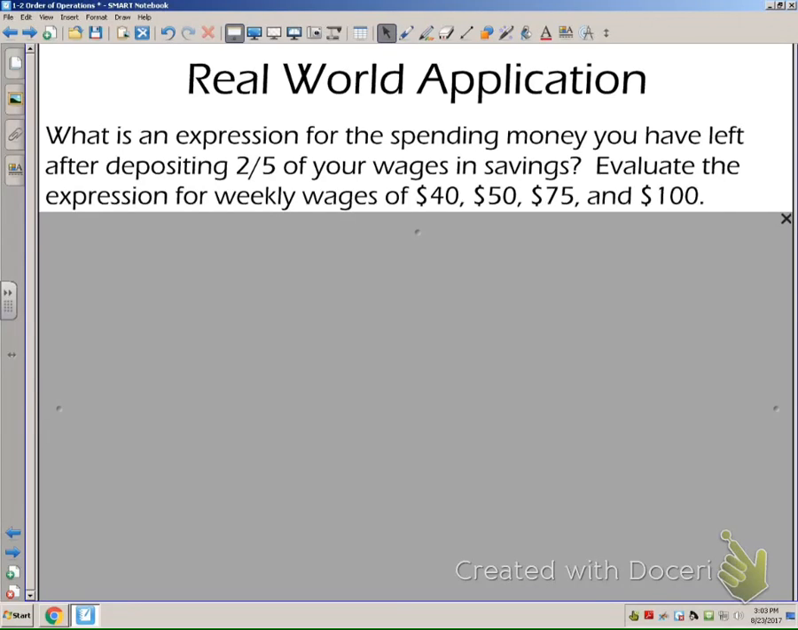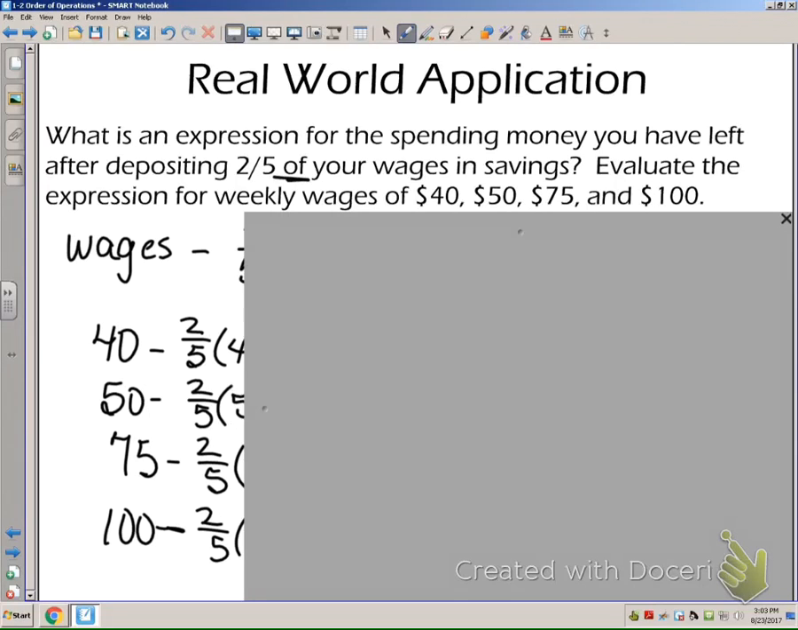Okay, so I got interrupted on that recording, so I'm not exactly sure where I left off, but we'll go through this problem again real quick. It says, what is an expression for the spending money you have left after depositing 2/5 of your wages in savings? So to begin with, you have a certain amount of money that you make. Then you take 2/5 of that. Remember, we talked about yesterday, of means to multiply. So you take 2/5 of that wage and you are getting rid of it. You're depositing it into a savings account, and then they want to know how much money you have left afterwards.